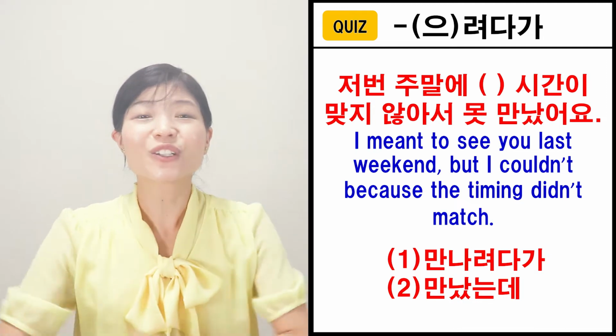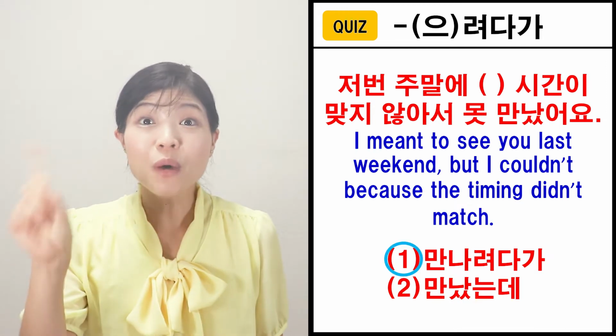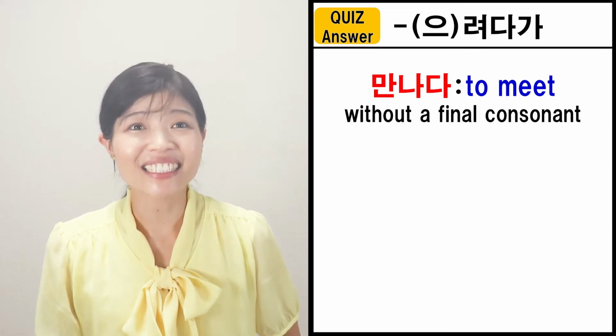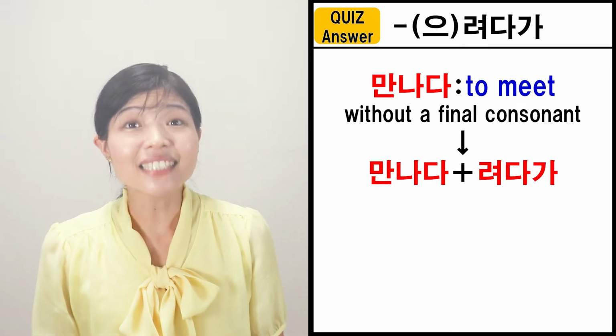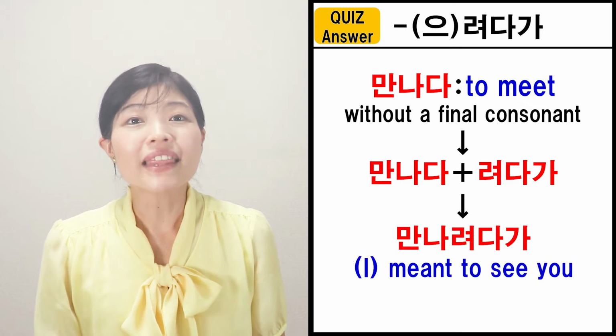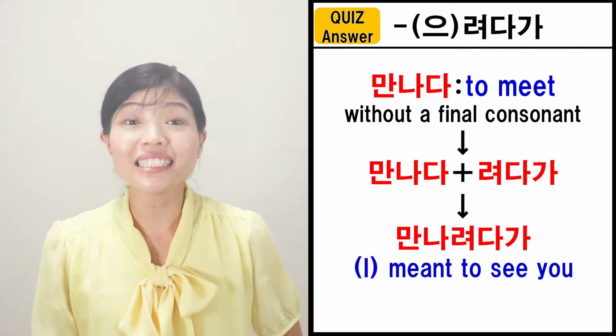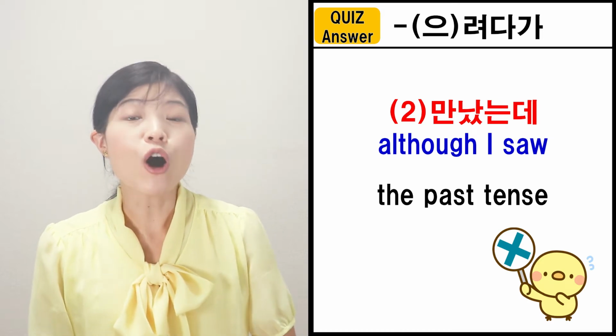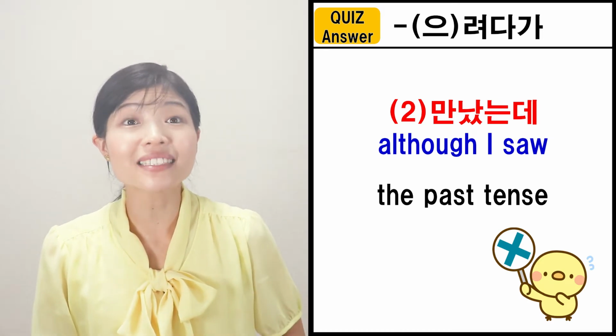The correct answer is number 1. 만나다, to meet, does not have a final consonant. So, you will attach 려다가 to make 만나려다가, I meant to see you. Number 2 is wrong because 만났는데, although I saw, is in the past tense.